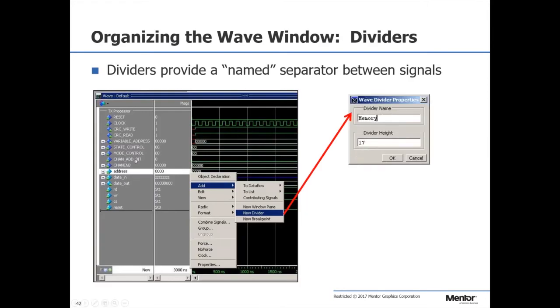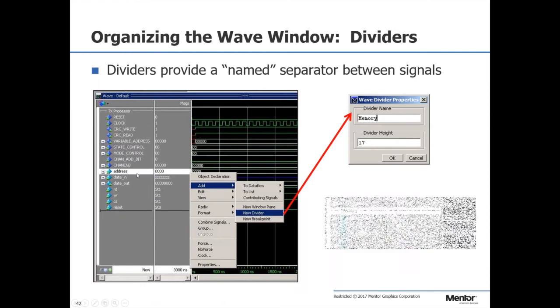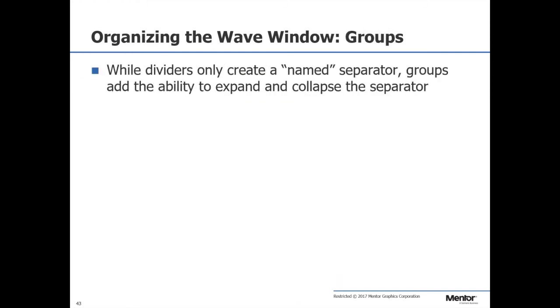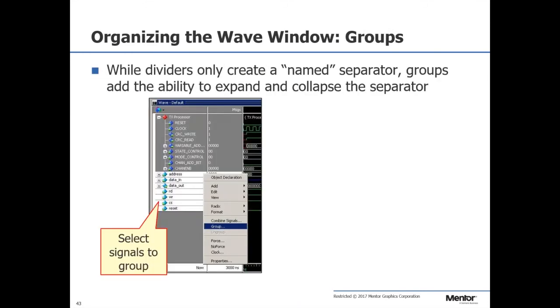So if I've got a bunch of stuff in my wave window, there's things called dividers. And adding a divider is, all it's doing is adding a label. It's just going to put a label in here that says memory and everything below that. We don't use that as much anymore because for about 10 years now, we've had this concept of groups in the wave window.